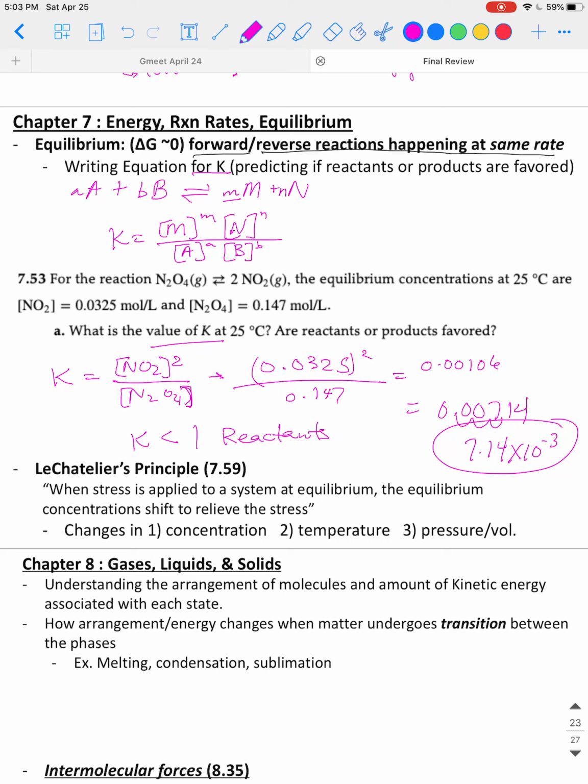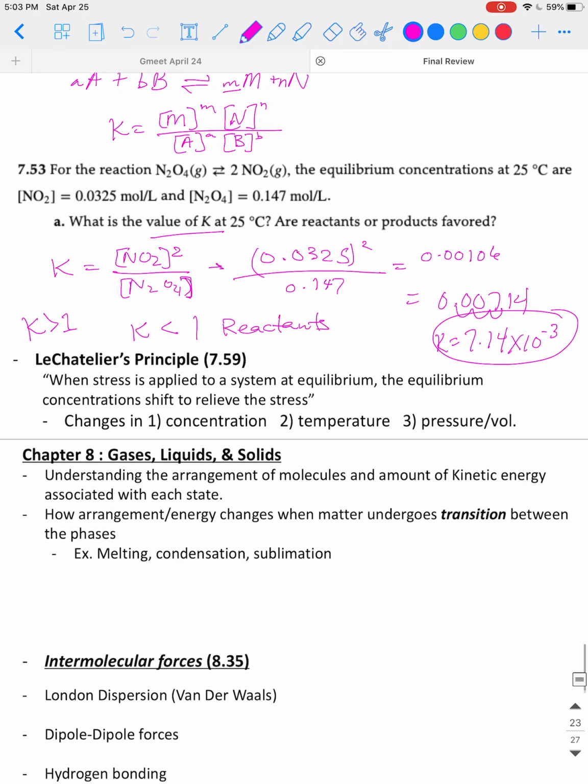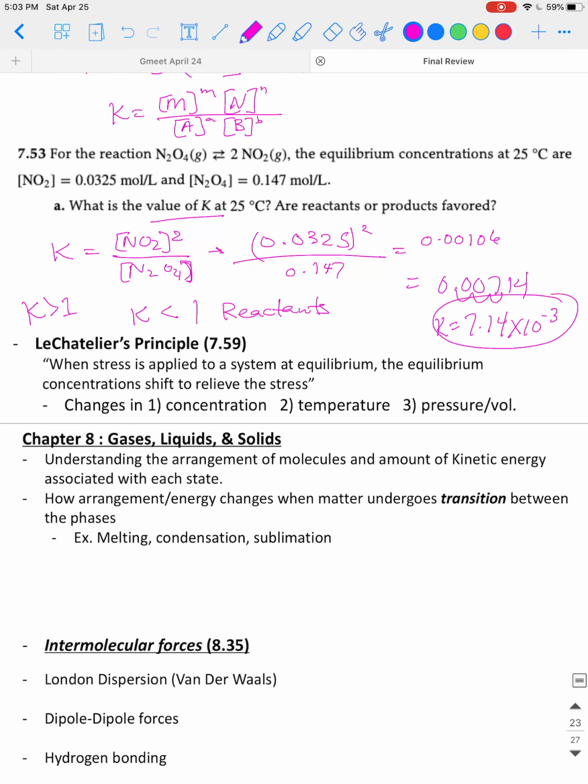Now remember, if K is less than 1, that reactants are favored. Okay? You have more reactants than products at equilibrium. And if K is greater than 1, products are favored. Okay? But here, because our K is less than 1, reactants are favored. Okay? Last thing in chapter 7, I put a good practice problem for Le Chatelier's principle.